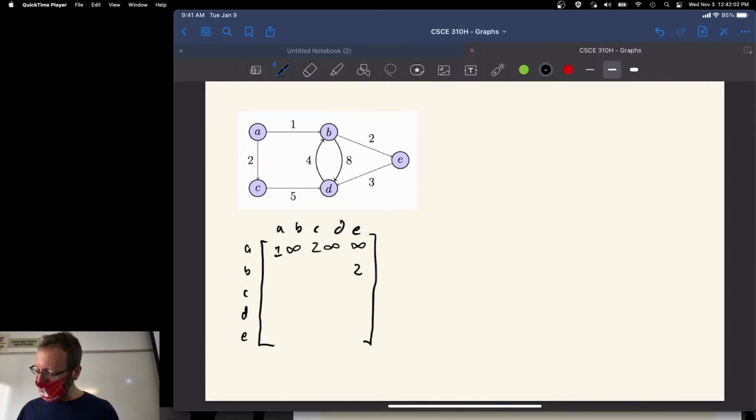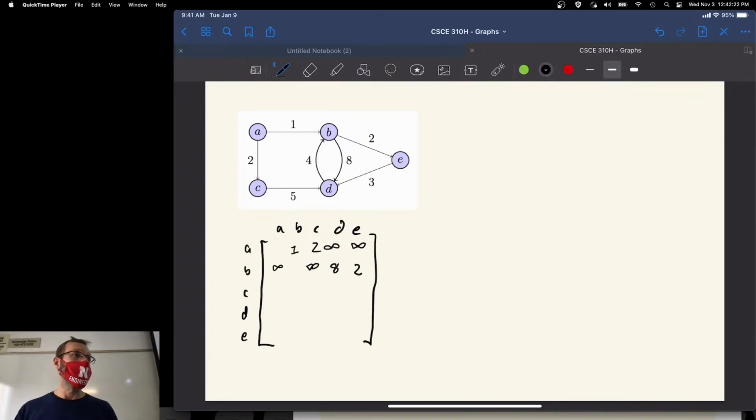From B, I can go to D at a cost of 8. And that is all, right? So infinite, infinite, infinite. Yeah, go ahead. Why is the A to A loop? Oh, A to A? Sorry, that should have been A to B. Thank you.